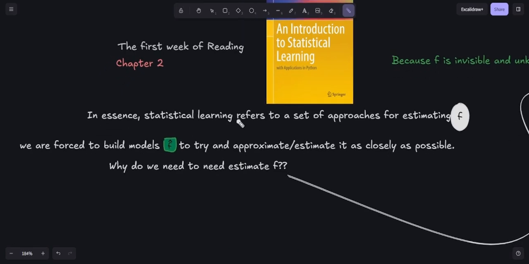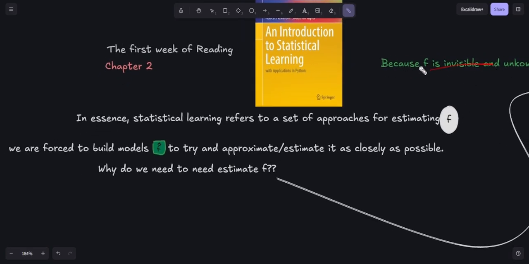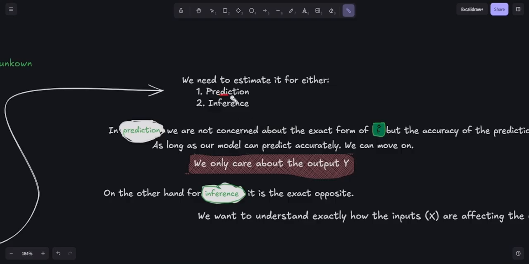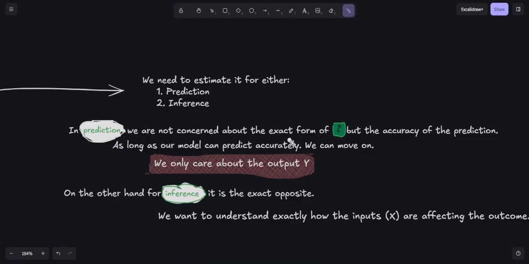Since we don't know this F, we are forced to build models, for example an F hat, to try and approximate it as closely as possible. You might ask, why do we need to estimate F? We estimate it for either prediction or inference. In prediction, we are not concerned about the exact form of F, but the accuracy of the prediction. So we are mainly concerned about the output Y.